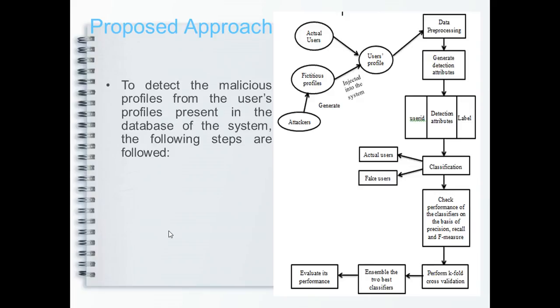First of all, data pre-processing is done. Then we generated the detection attributes. The training set, which includes the detection attributes, is of the form: it contains user ID, detection attributes, and the label whether it is a genuine profile or a fake profile. Then some classification techniques were used to distinguish the actual and the fake profiles.